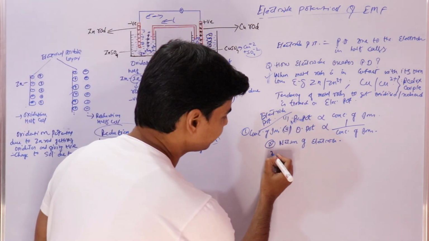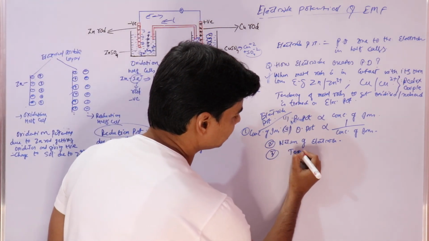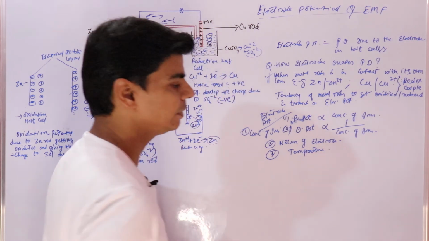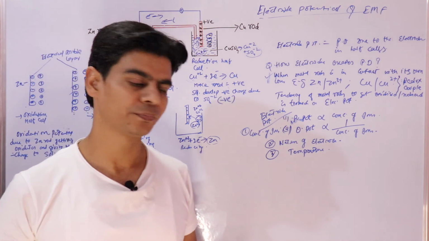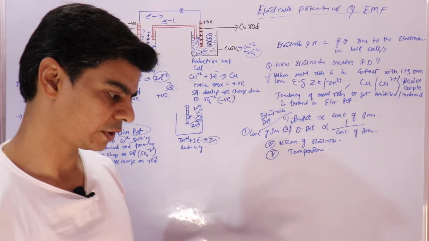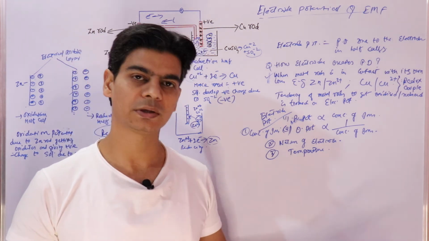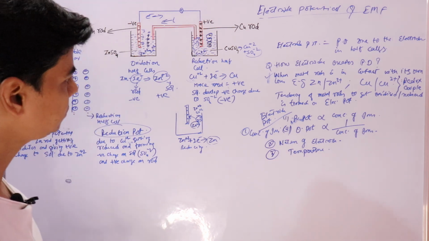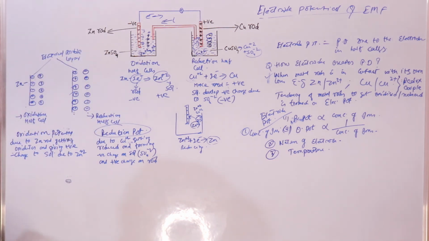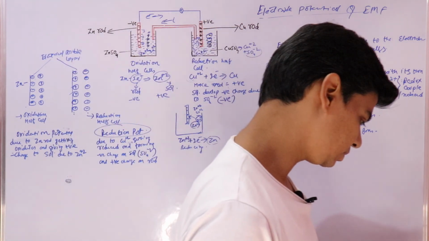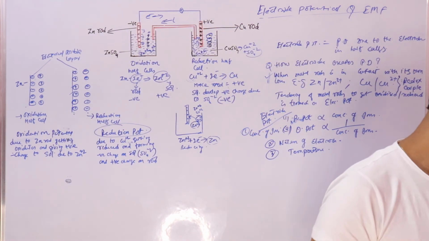The third is that electrode potential also depends on the temperature. How does it depend? Temperature may cause an increase or decrease in ions, so it affects the electrode potential. If the concentration of ions increases too much, then reduction will start occurring, thereby increasing the reduction potential, right? So this is oxidation potential, reduction potential, and the factors on which it depends are also now clear to us.